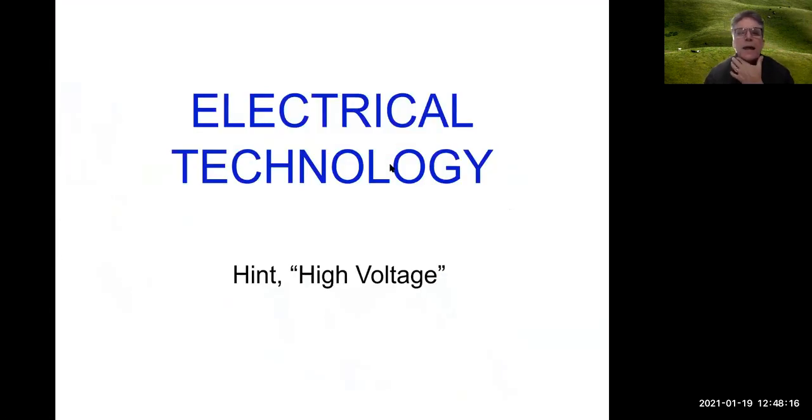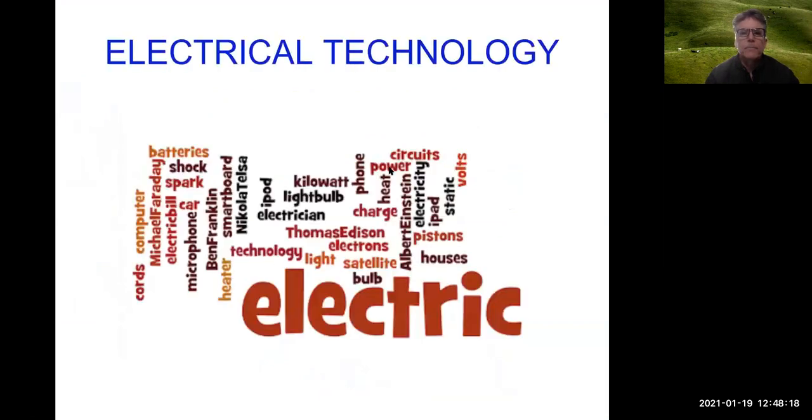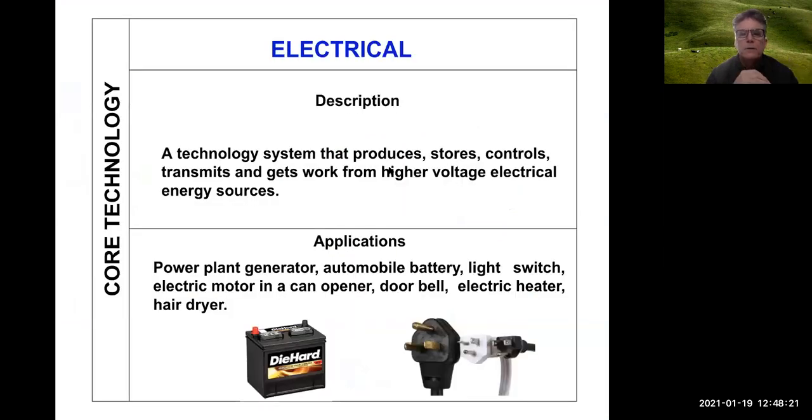Okay, electrical technology. Electrical technology is a technology system that produces, stores, controls, transmits, and gets work from higher voltage electrical energy sources. Examples are a power plant generator, automobile battery, light switch, electric motor in a can opener, a doorbell, electric heater, hair dryer.